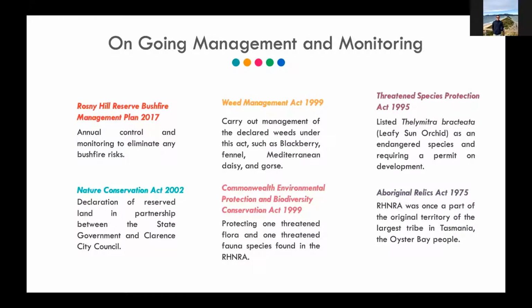And the Commonwealth Environmental Protection and Biodiversity Act, which protects threatened flora and threatened species. It seems like the Threatened Species Protection Act. And there's also the Aboriginal Relics Act, because this area was the original territory of the Oyster Bay people.